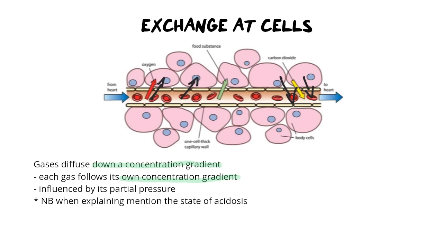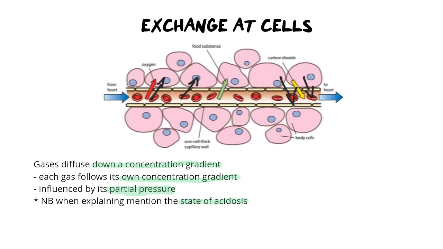And this whole concentration gradient is affected by that partial pressure that we mentioned earlier, where each gas has a piece or a part or a partial pressure of the full gaseous pressure that's occurring in the alveoli. Now, when explaining this process of gaseous exchange at a cellular level, so at the tissue level, you're going to need to speak about something called a state of acidosis. Now, this is interesting, and this is probably the hardest part of this topic, because you need to understand what's going on inside of the tissues.